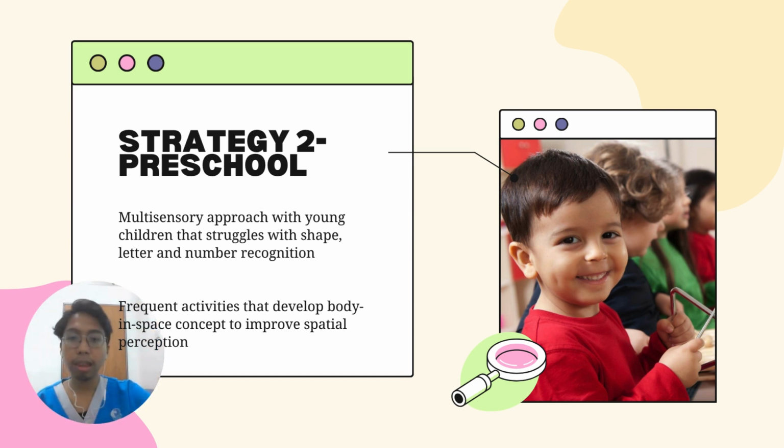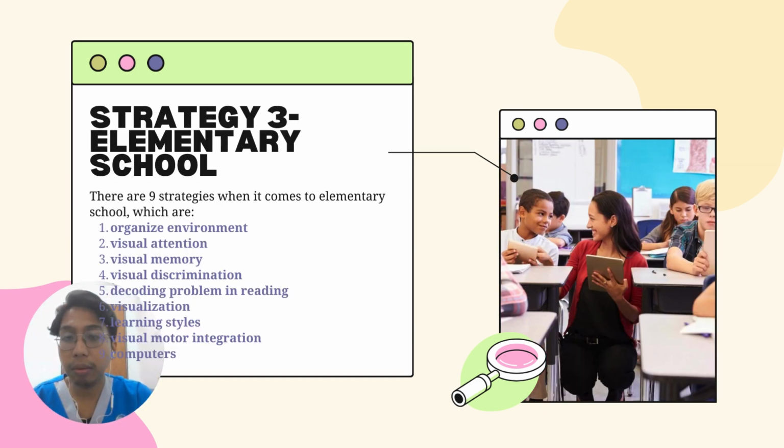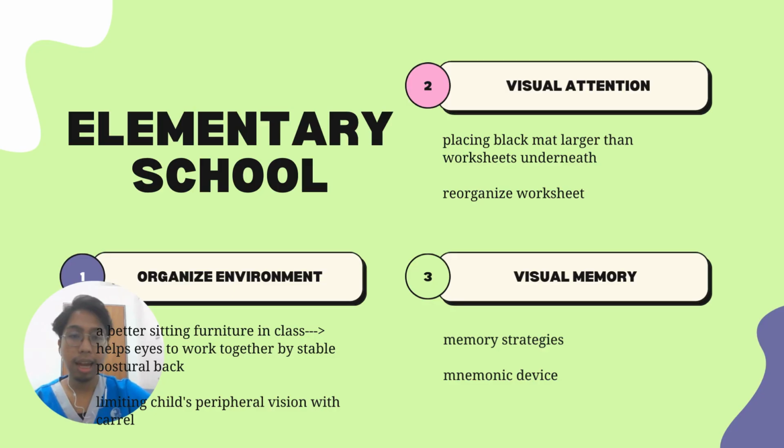Next is strategy three, which is elementary school. There are nine strategies when it comes to elementary school, which are organized environment, visual attention, visual memory, visual discrimination, decoding problems in reading, visualization, learning style, and visual motor integration, and last but not least is computer. Alright, let's start with organized environment.